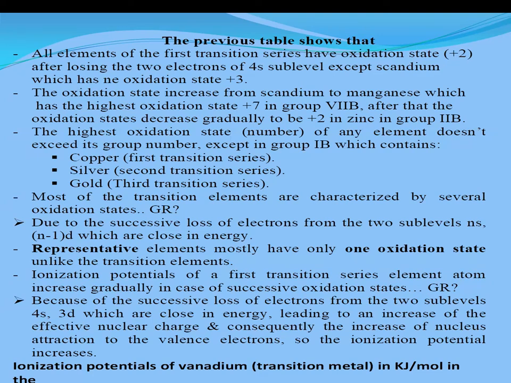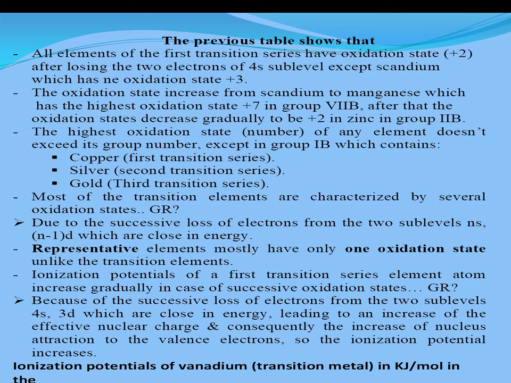So we have copper in the first transition series, silver in the second transition series, gold in the third transition series. Most transition elements are characterized by several oxidation states, as we said, due to the successive loss of electrons from the two sublevels ns and (n-1)d, which are close in energy. Representative elements mostly have only one oxidation state, unlike the transition elements.